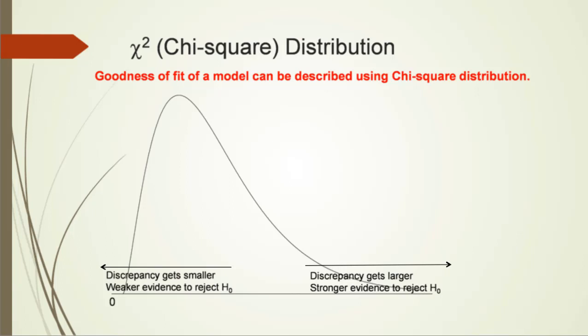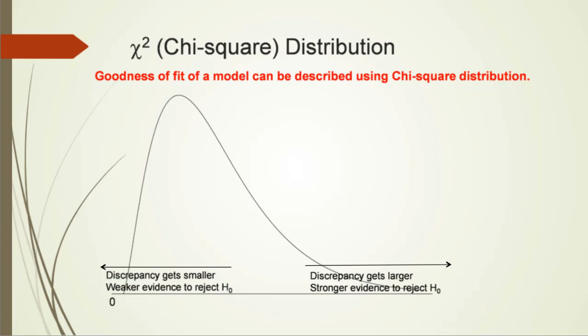Chi-square distributions are usually used to describe the difference or discrepancy between the observed and expected. In other words, it can be used to describe how good a model fits a set of observations, or the goodness of fit of a model. If the chi-square statistic is very small, meaning the discrepancy between what we observed and what we expected if the null is true is very small, that means we have a lot of evidence to support the null or little evidence to reject the null.